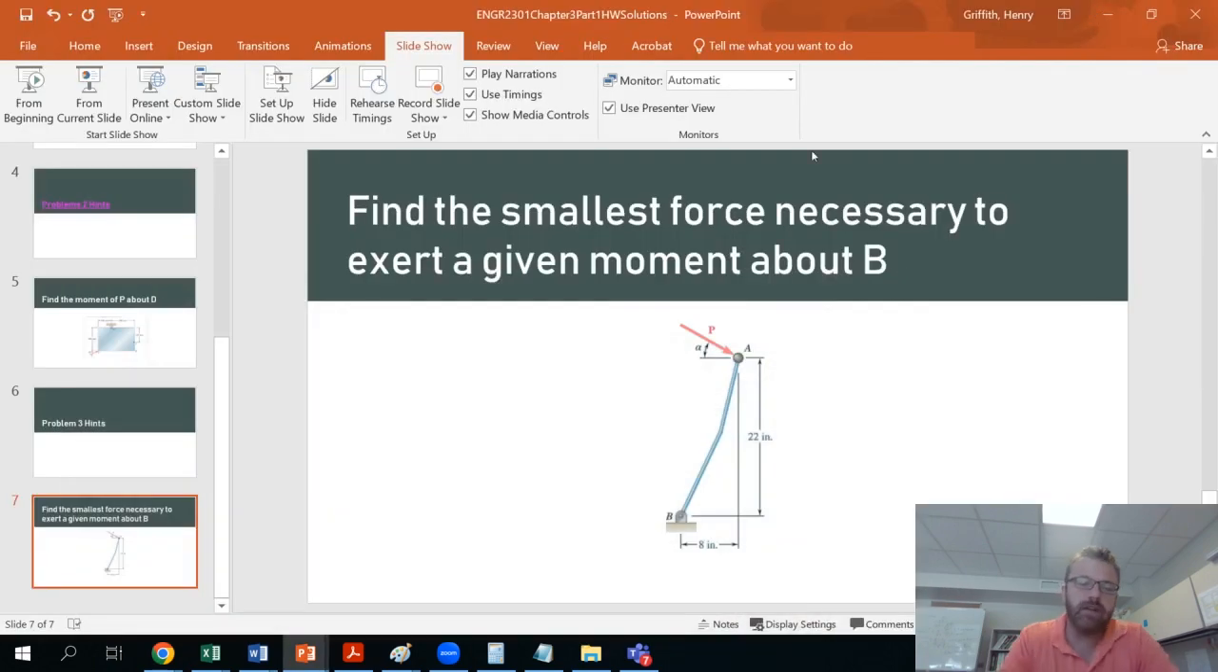So in this next video, we're going to look at the third problem from the Chapter 3, Part 2 homework. We have what looks like a gear shaft. It is hinged at point B. We have the handle, or a point at which we apply forces, at point A.